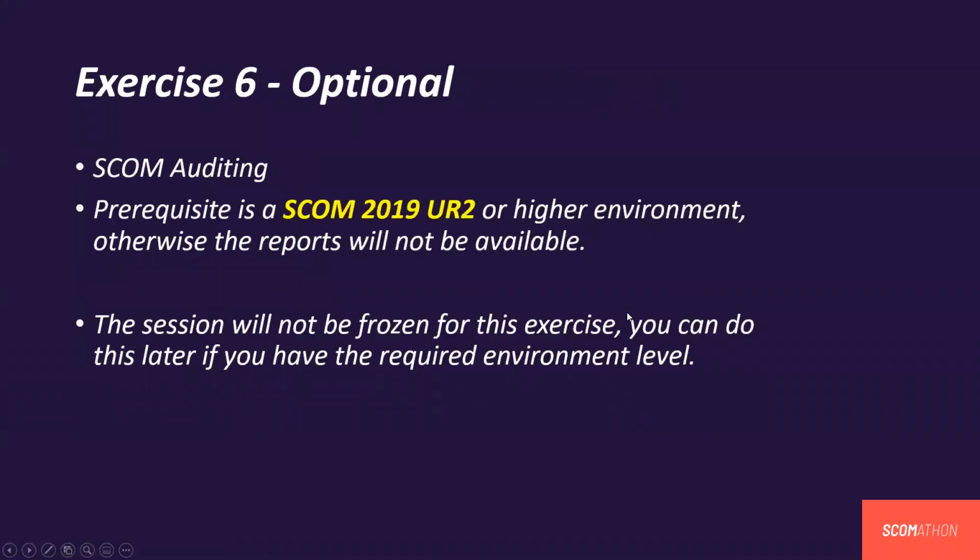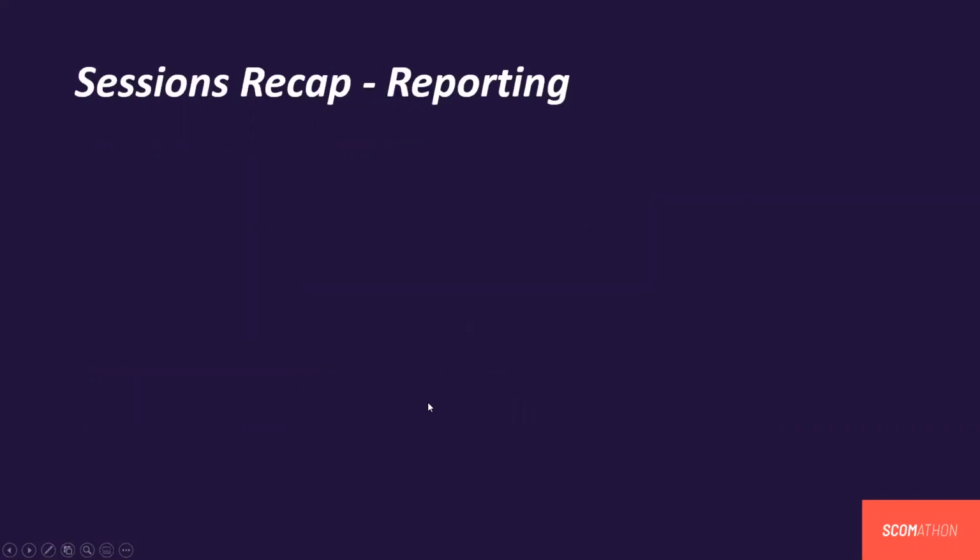All right, so there's an optional exercise right here called SCOM auditing. The prerequisite, obviously, would be SCOM 2019 update rollup 2. Otherwise, these reports will not be available. However, we will not stop the recording for this because you can run this right afterwards. And this is to include basically all of the other participants who are not at this level right now yet. So you can run this exercise later if you have the required SCOM level. Now let's move on to the next step.